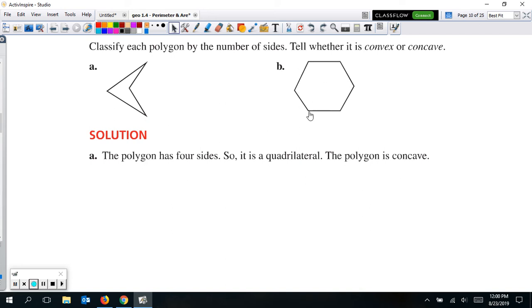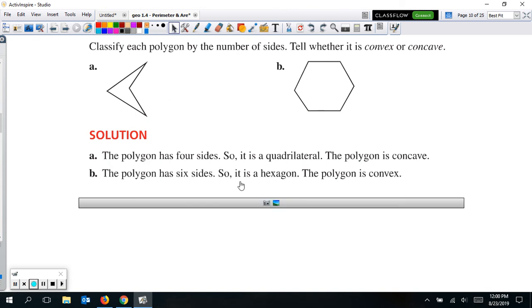B, what do we classify this as? What polygon name do we give it? Count the sides on this one. If you count all these sides, how many do you see? 1, 2, 3, 4, 5, 6. So there are 6 sides. What do we call a 6-sided polygon? Well, that's called a hexagon. And then are there any caves in this one? There's nothing. There are no caves here. All the vertices are poking outward, so there's nothing that's caved in. And so it's a hexagon and it's convex then. If it's not concave, then it would be convex. Sometimes it's easier to see it as concave, but if it's not concave, we need to remember the word convex.